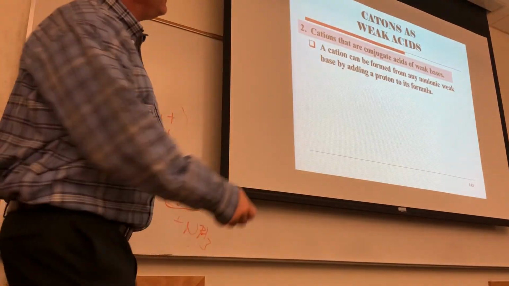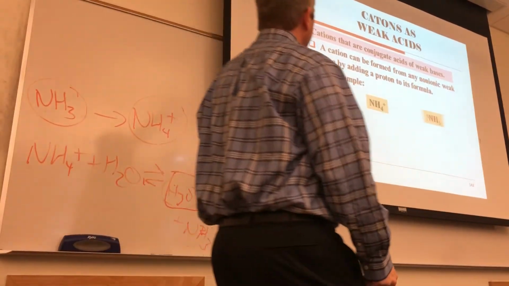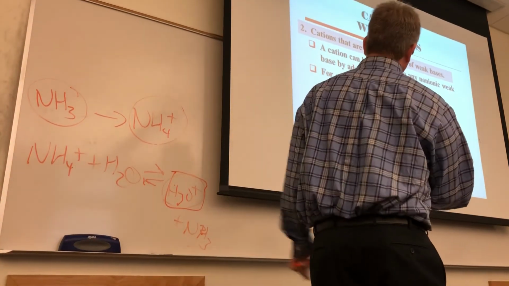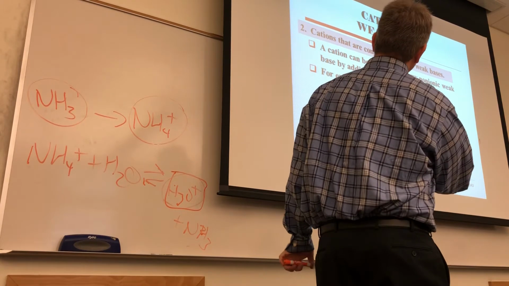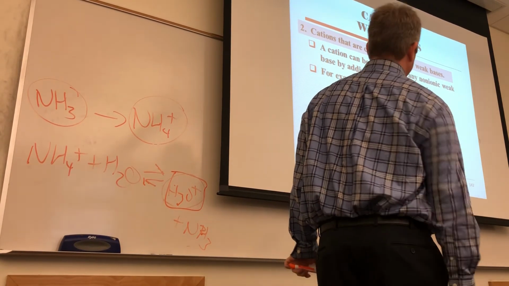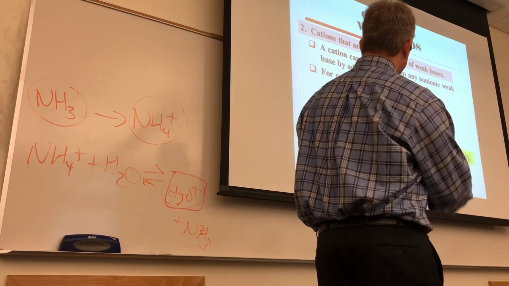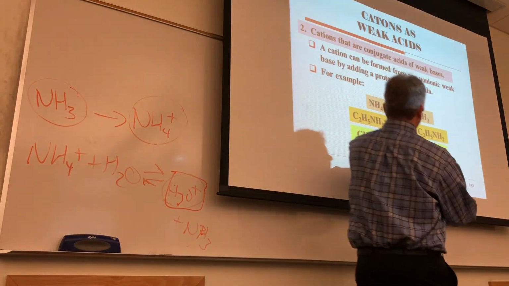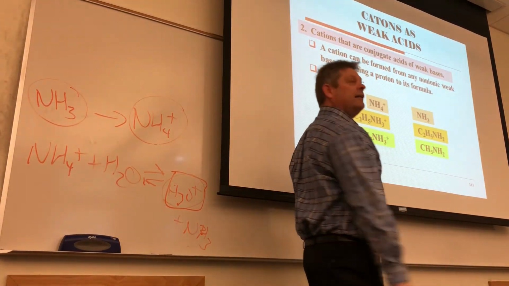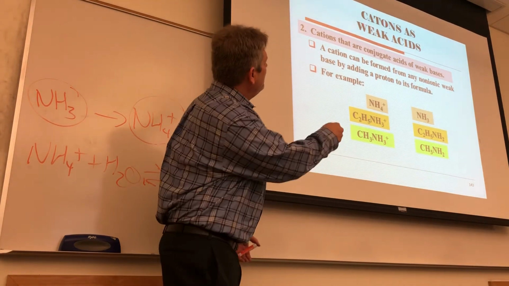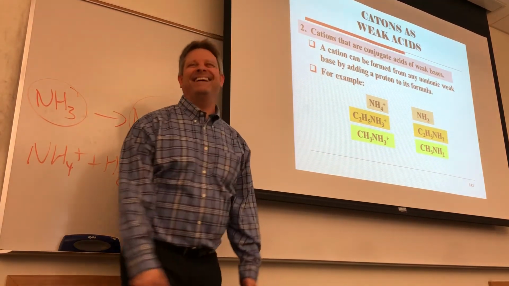All the rest of this stuff, could they do the same thing? They're doing it backwards here. They're giving you the conjugate acid of the weak base. There's another one, and another one. So what's all in common? All I did was add a hydrogen, and what did I form? A cation.